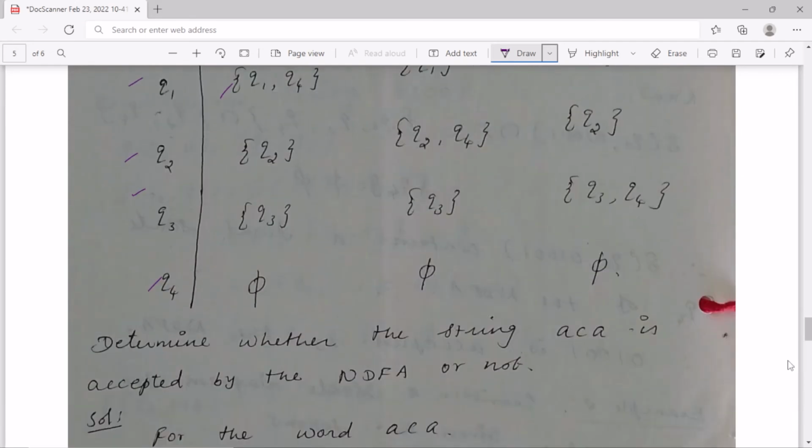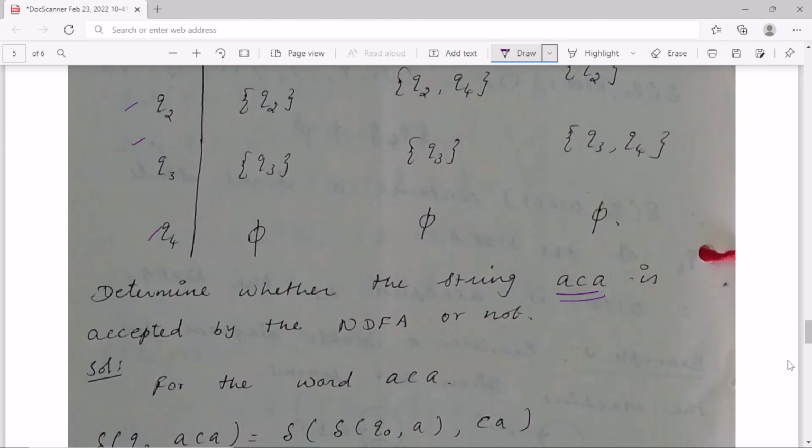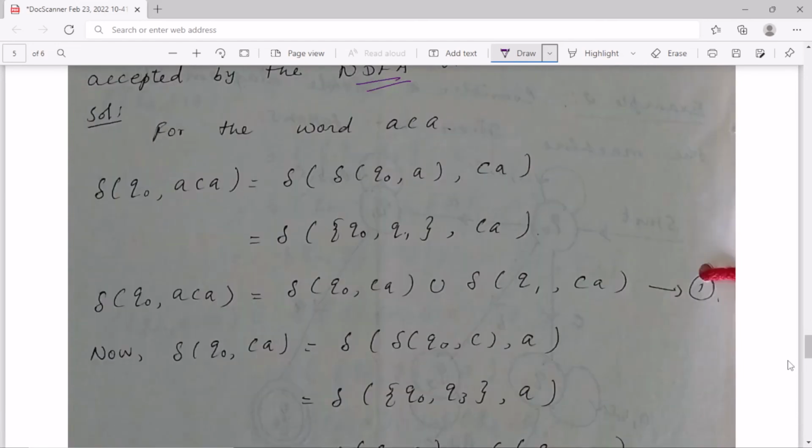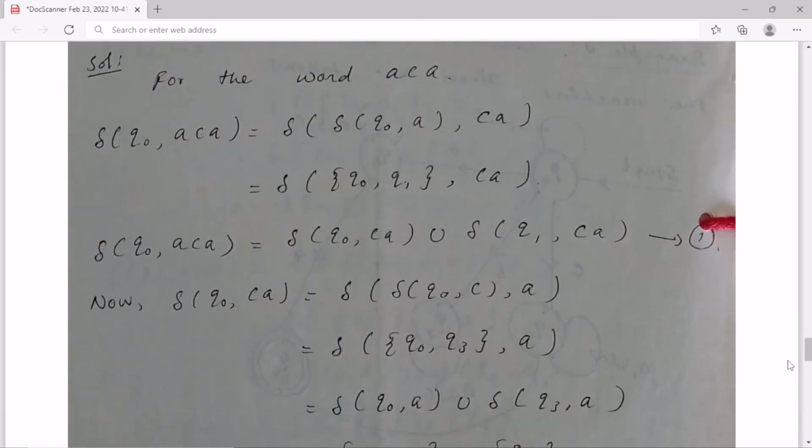Next, what we are going to do is determine whether the string ACA is accepted by this NFA or not. For that we make use of this table. Let me check whether that string is accepted by this NFA or not. As I told you already, if a sequence of transitions leads from the initial state to a final state, that string is definitely accepted by that finite automata, whether it is deterministic or non-deterministic, right?